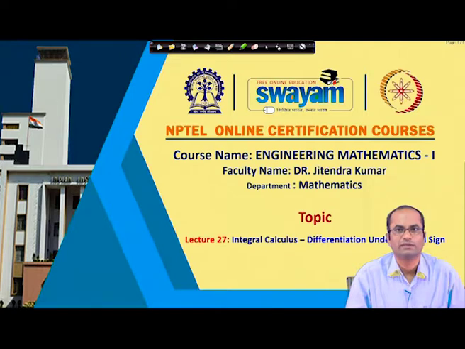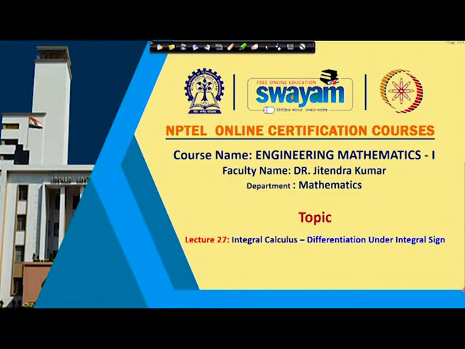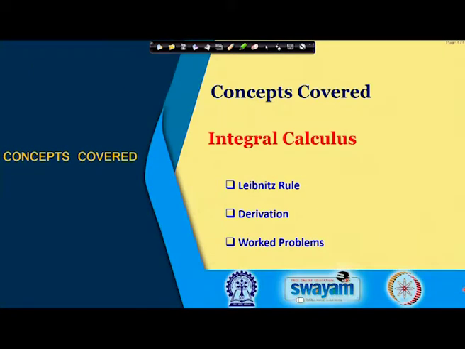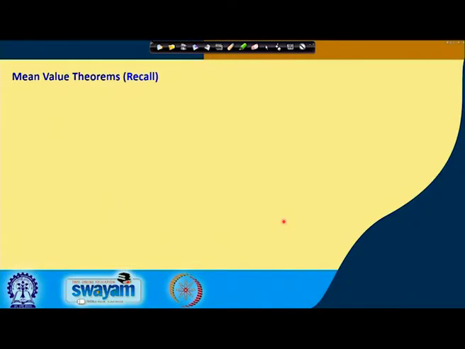So, welcome back to the lectures on Engineering Mathematics 1, and this is lecture number 27, and we will be continuing our discussion on integral calculus, and today's topic will be differentiation under integral sign. In particular we will be talking about Leibniz rule. That is the rule we apply for differentiation under integral sign, and we will also go through the derivation of this Leibniz rule and some worked problems.